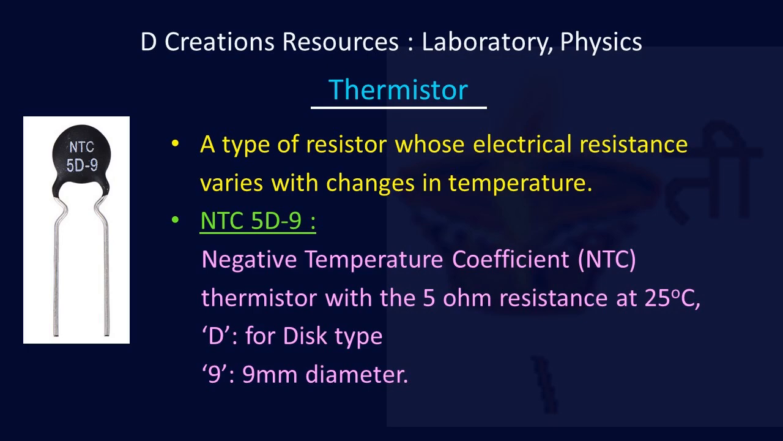Now there can be different shapes and sizes of thermistors. They could be in the form of beads of diameter say 0.15 millimeter to 1.5 millimeter, and they can also be in the form of discs or washers, etc. Usually in the market you will see a thermistor with a value of resistance indicated on it, and this value corresponds to the resistance at a temperature of 25 degrees Celsius.